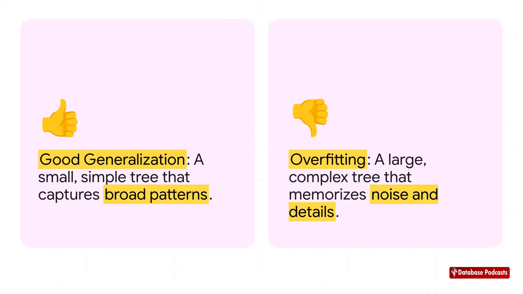And you can really see the difference here. A model with good generalization is like this small, simple tree with clear paths. It captures the main patterns. But an overfit model, it looks like this large, complex tree. It's got so many branches that it basically isolates individual data points. It's created a special rule for every single example it saw, which makes it totally useless for the future.